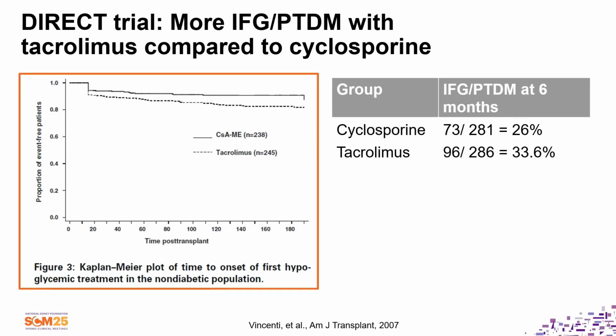So looking at switching tacro to cyclosporin, I'm citing here a relatively older study from 2007, which is the DIRECT trial. What they found was that there was more impaired fasting glucose and PTDM with tacro compared to cyclosporin. I don't think that's a surprise to any of us who have used both of these drugs. The incidence at 6 months was 26% versus 33.6% in the tacro group.